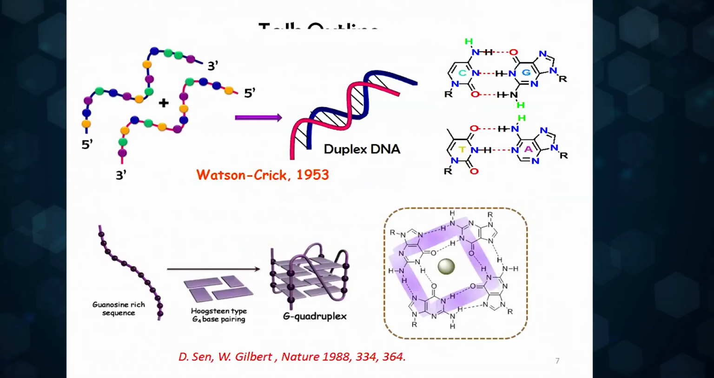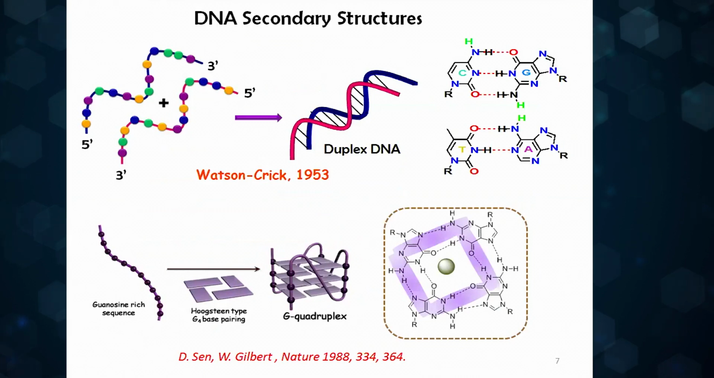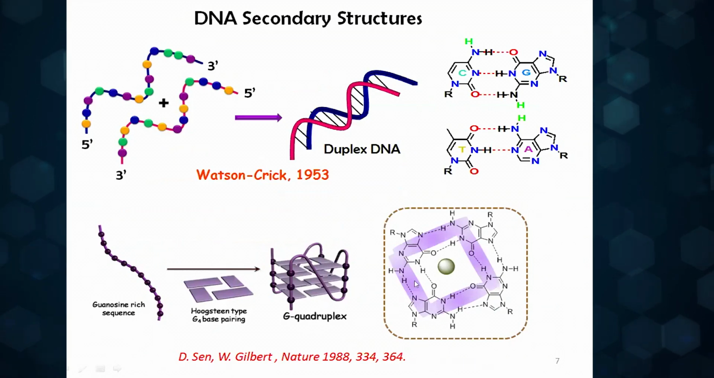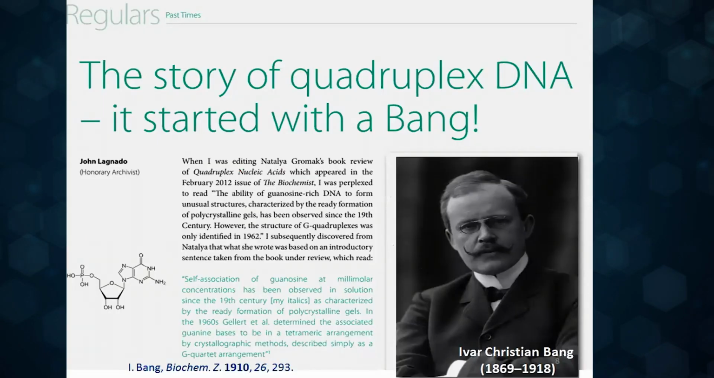We were here that guanine-rich DNA sequences can adopt four-stranded secondary structures called G-quadruplexes, and as a basic feature, they contain a coplanar arrangement of four guanines that are linked together by Hoogsteen-type hydrogen bonding. And the story of quadruplex started with a bang. That is, it was Dr.